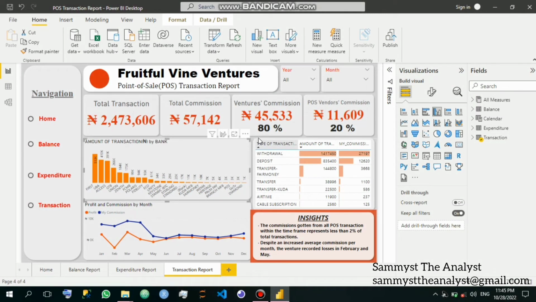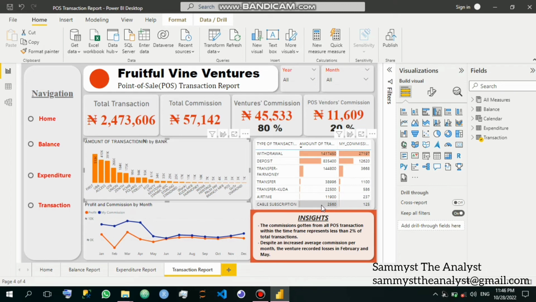The type of transaction, amount of transaction, and the commission gotten from each type of transaction. Now we can see here that withdrawal transaction took quite a huge amount of this transaction, with an amount of more than 1.4 million naira, making it the highest in the types of transaction, while the lowest was a transaction involving cable subscription.